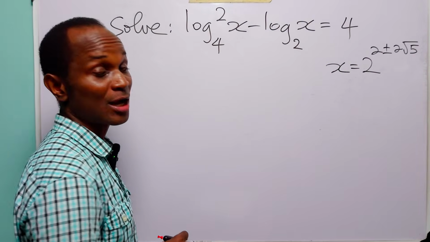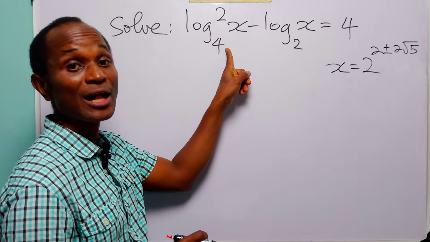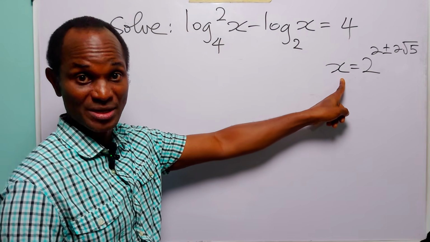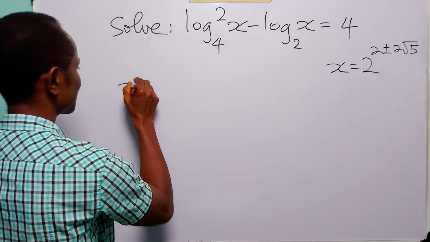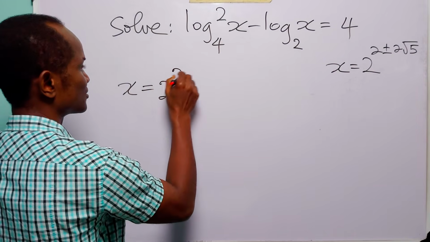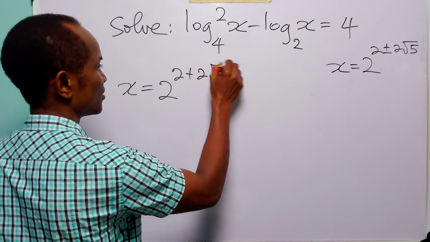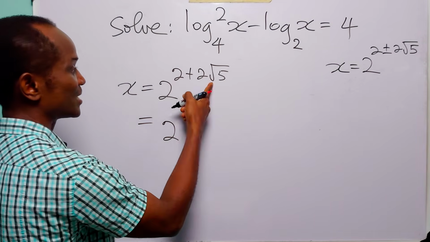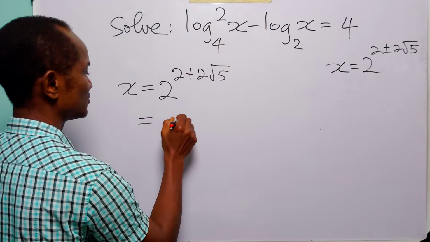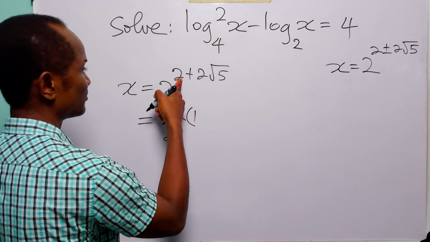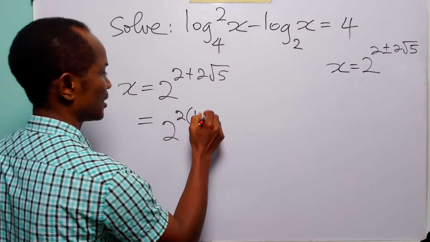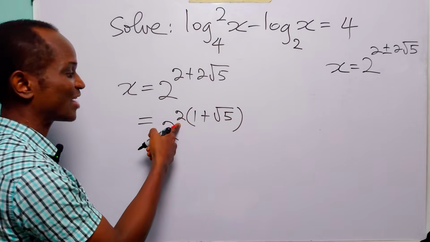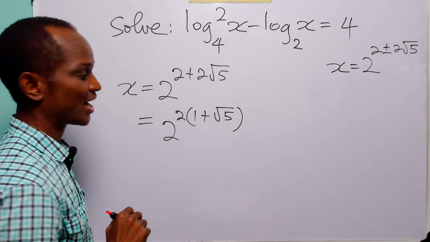Now, before we substitute x into the original equation, since this is in base 4, let us express x in base 4. We have that x is equal to 2 to the power 2, let us take the first one, plus 2 root 5. Of course, you know that this can be written as 2 to the power, we can factorize 2 from this exponent. When we do that, we have 2 into 1, because 2 divided by 2 is 1, plus root 5. Of course, 2 root 5 divided by 2 is equal to root 5.